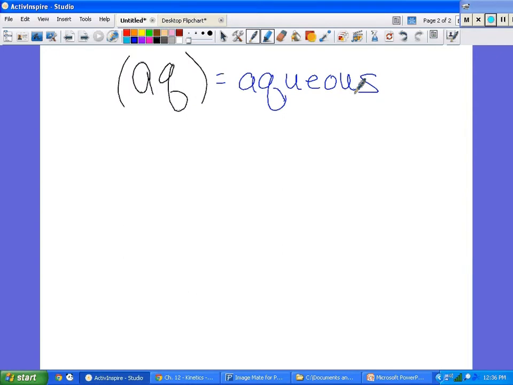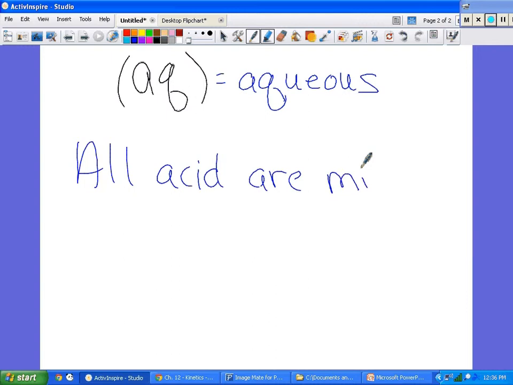Aqueous. Does anyone in here wear contacts? Okay, every night, what should you put your contacts in? The solution. Eye contact solution is an aqueous solution. So what do you think has to be present? A liquidy, watery solution. So all acids are mixed with H2O. They start out as a solid. You mix it with water, stir it up, and it turns into an acid.